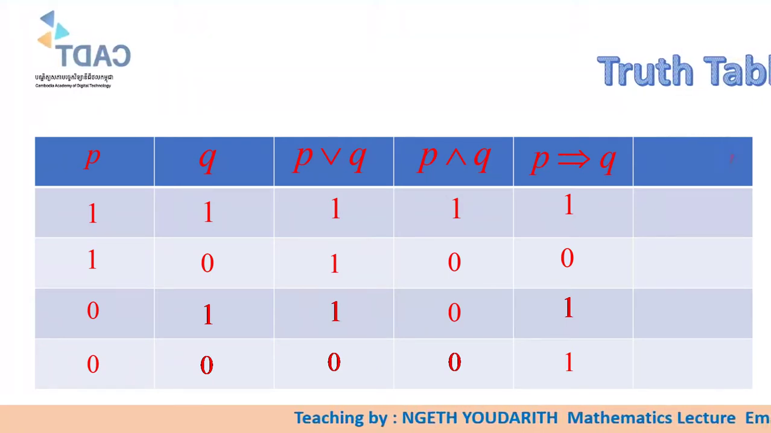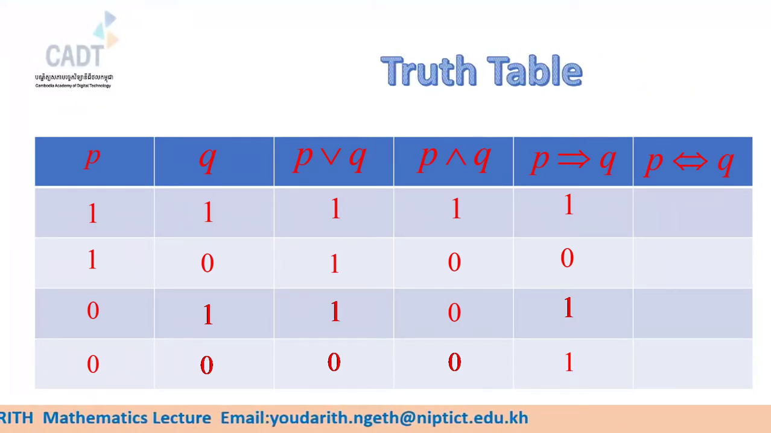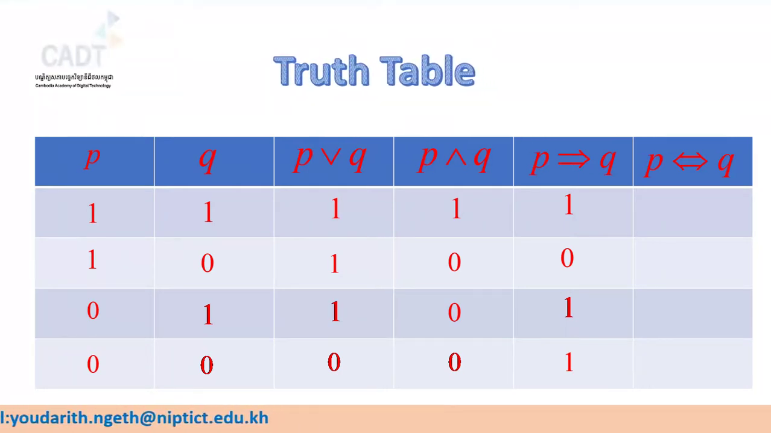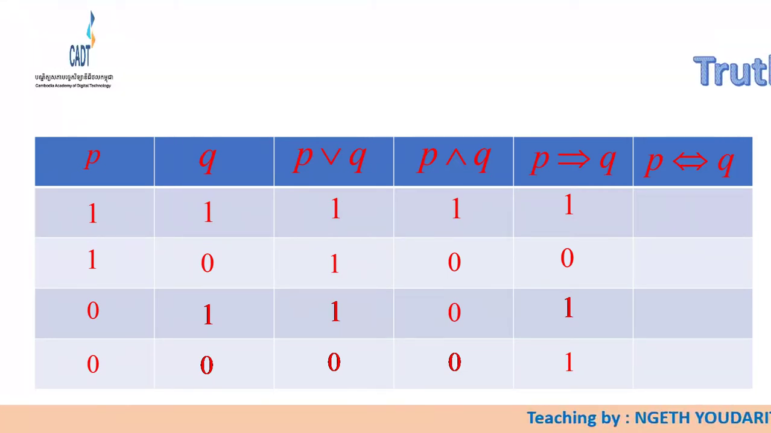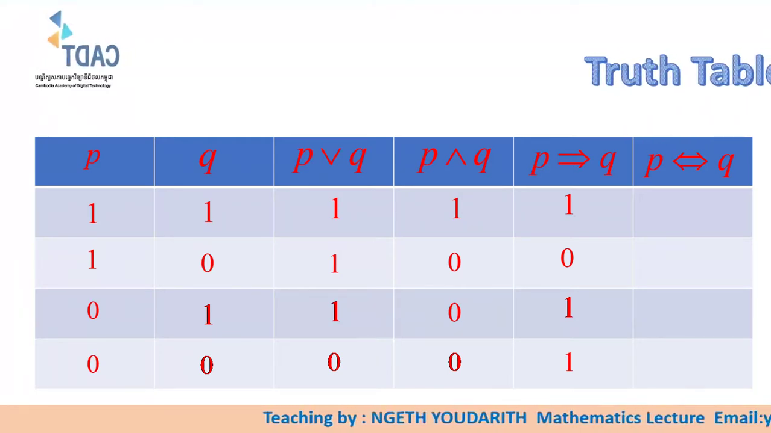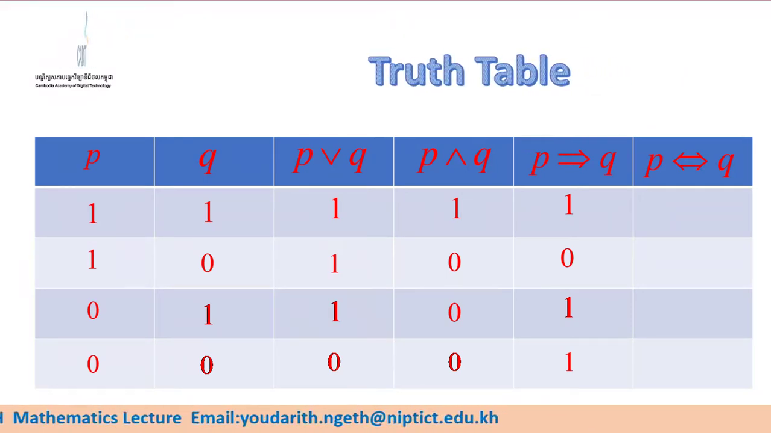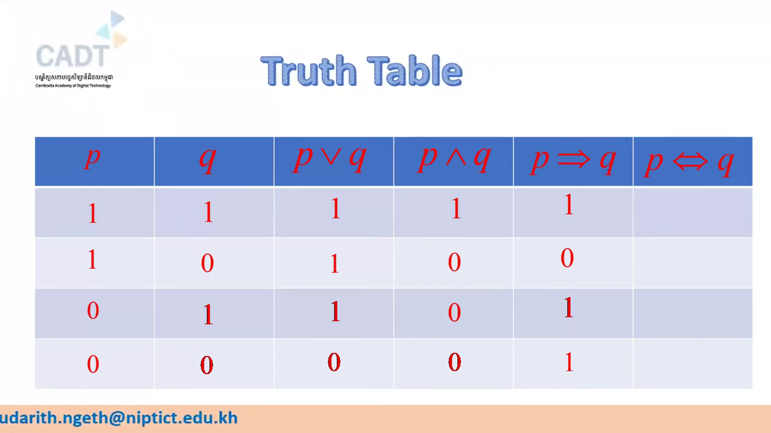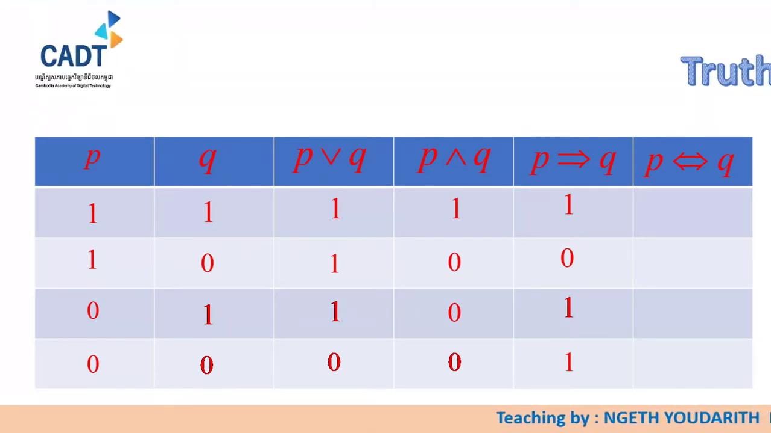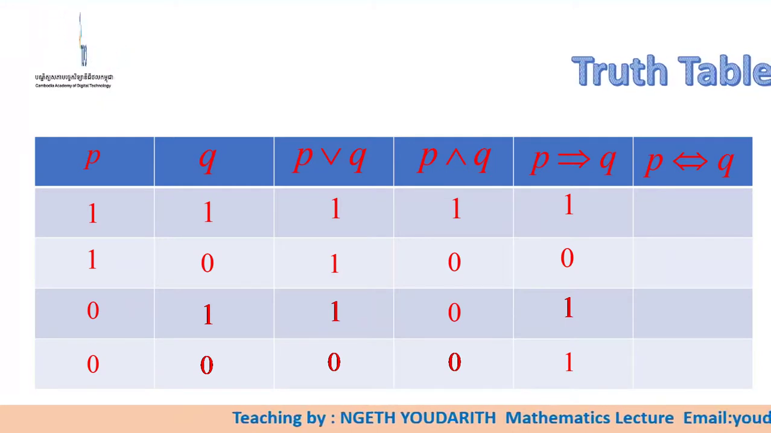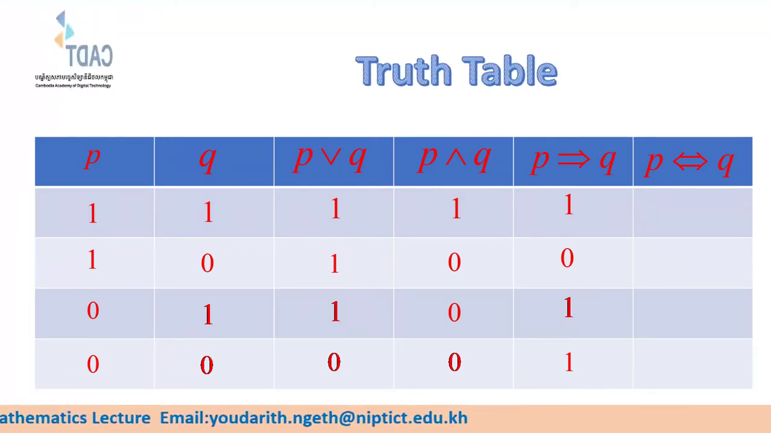And about the equivalent, P the same as Q or P if and only if Q. So equivalent means that it's true when the value of both statements are the same value. The same value, sometimes it's a true value or sometimes it's a false value. If P and Q are true, P equivalent Q is true. If P false, Q false, P equivalent to Q is true.